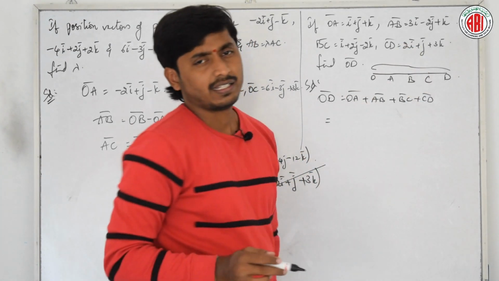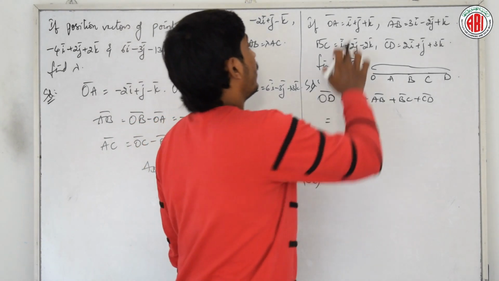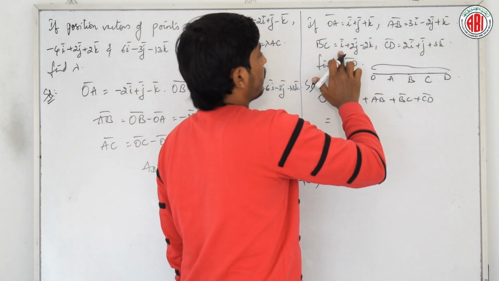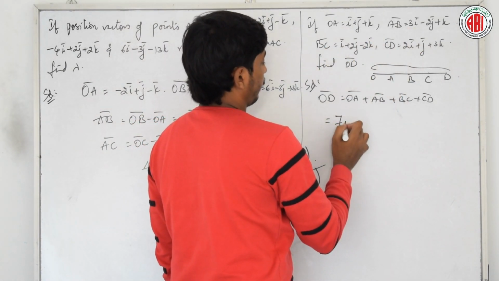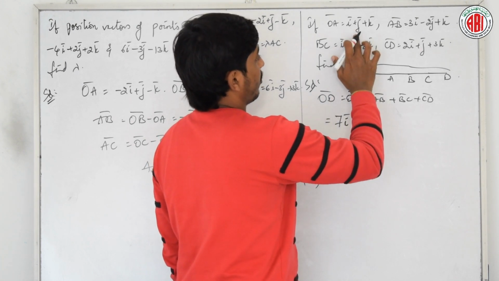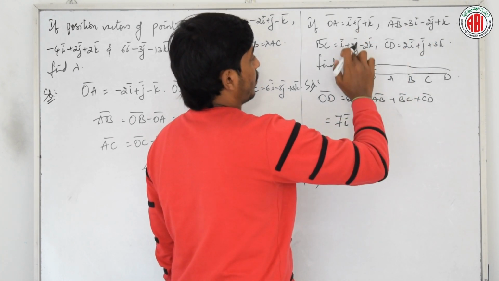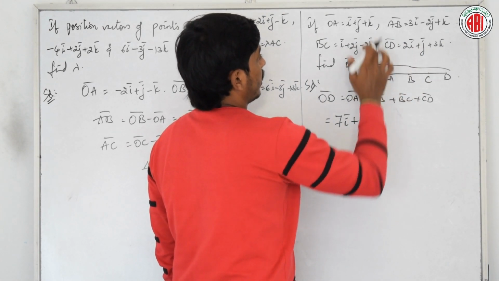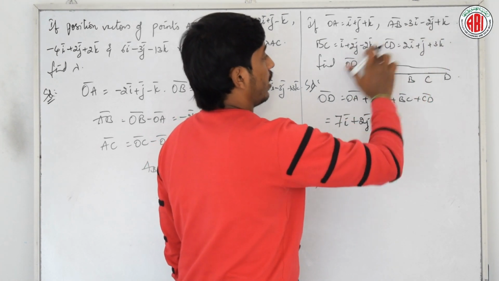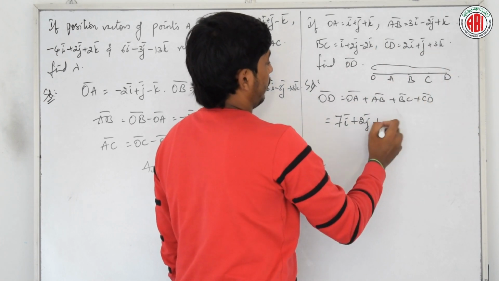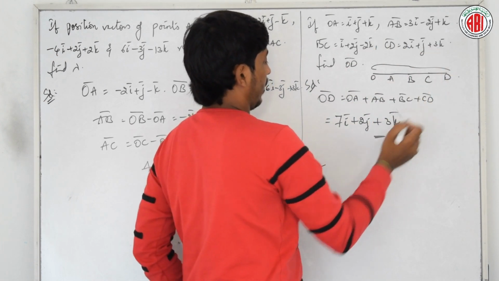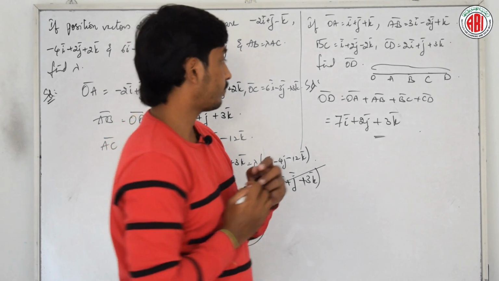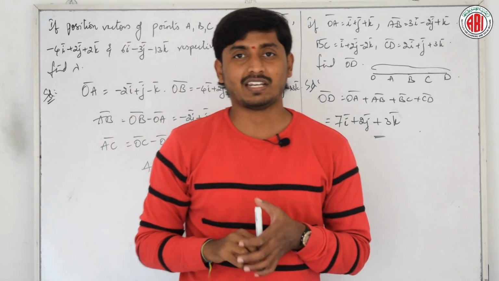Isn't it? Just add all i coordinates here. 1, 4, 5, 7. Next, j coordinates: 1, minus 2 plus 2 will get cancelled. 1 plus 1 is 2. Next, 1k, 2k, 0, and I will be left with 3k. Is it fine? Shall we go to the next question?